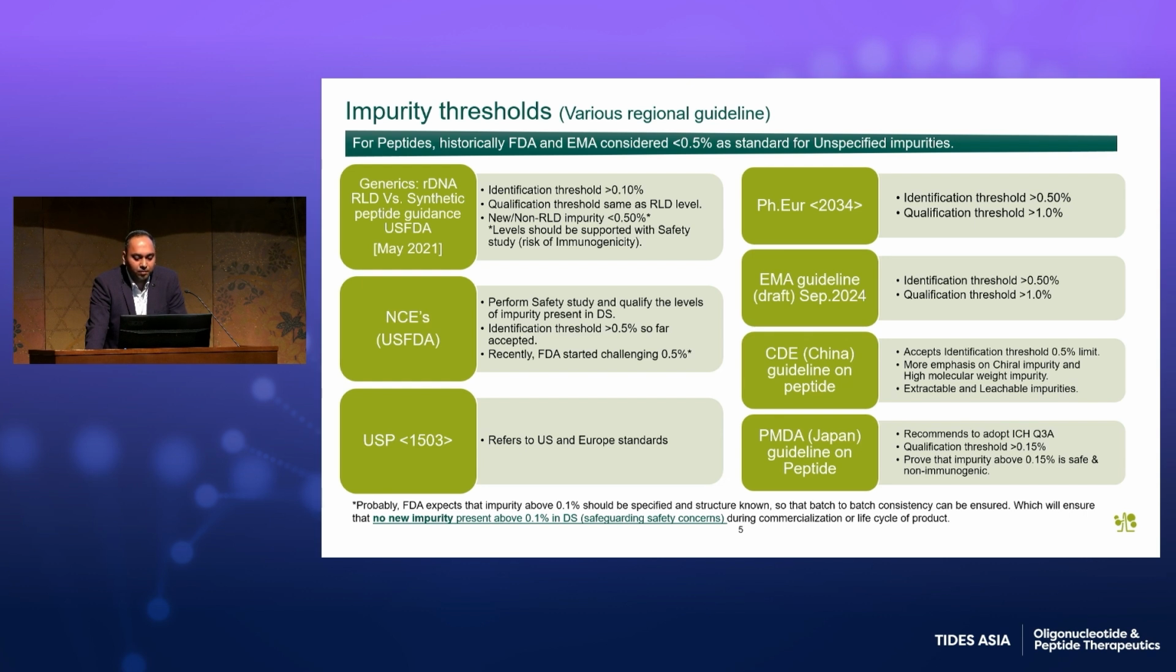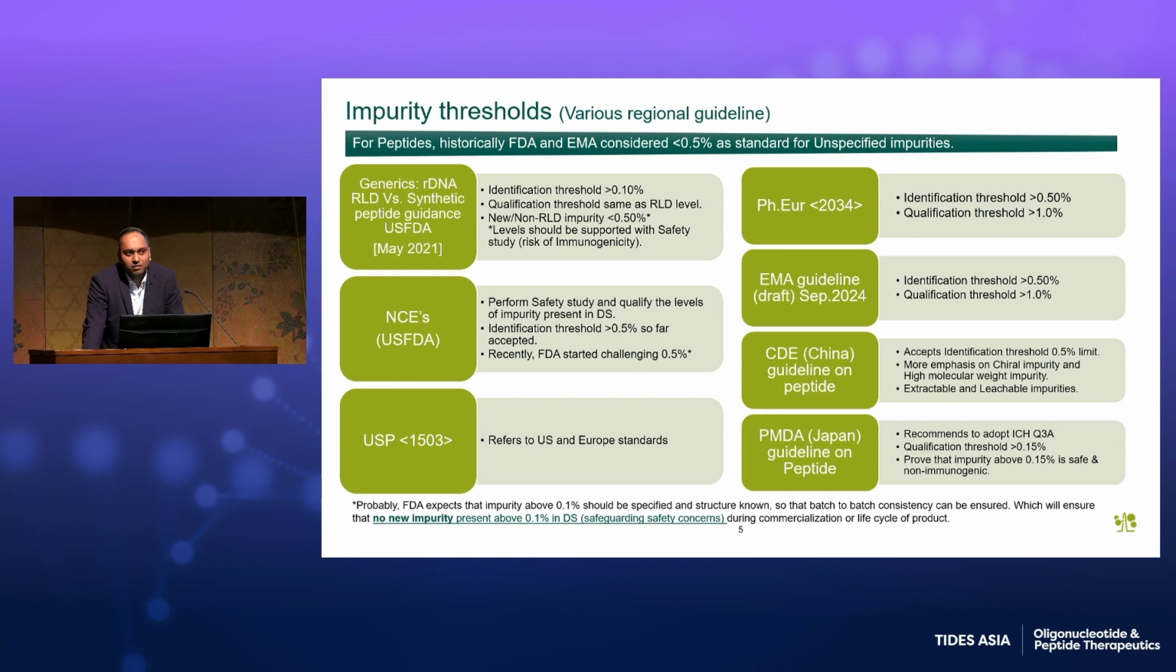That is the reason FDA wants to know if any impurity is generated new during the commercial phase or after commercial, during the life cycle of the product, and that has to be studied. And that could be studied if we have a specification listed with unspecified impurity at 0.10%, so you will have monitoring of a specification above 0.1%, and you will know if any new impurity is coming.